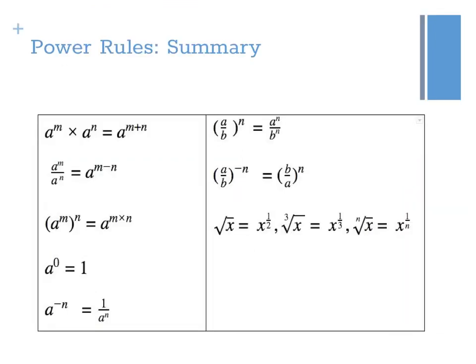Here's an overall summary of the power rules that we've covered. When you multiply powers of the same base, you add the exponents. When you divide powers of the same base, you subtract the exponents. When you raise a power to another power, we multiply the exponents. We know that any base to the exponent 0 is equal to 1. For negative exponents, we can rewrite them by flipping them. So a to the negative n is equal to 1 over a to the n.